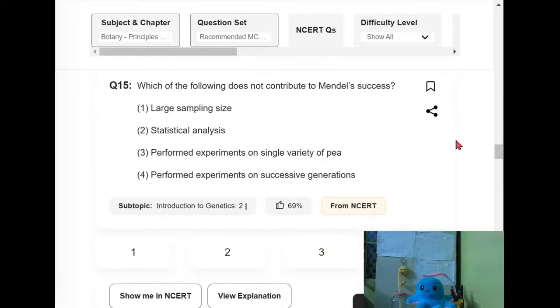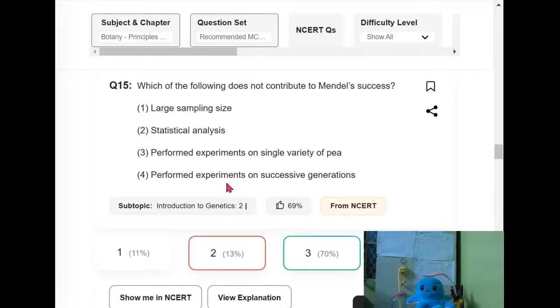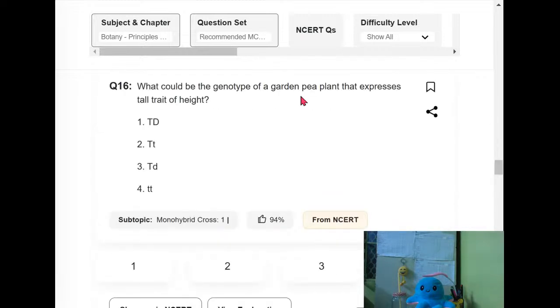Which of the following does not contribute to Mendel's success? Large sampling size, statistical analysis, performing experiment on a single variety of pea, performing experiment on successive generations. Statistical analysis? No. Performing experiment on a single variety of pea. What could be the genotype of a garden pea plant that expresses the tall trait of height? TT.